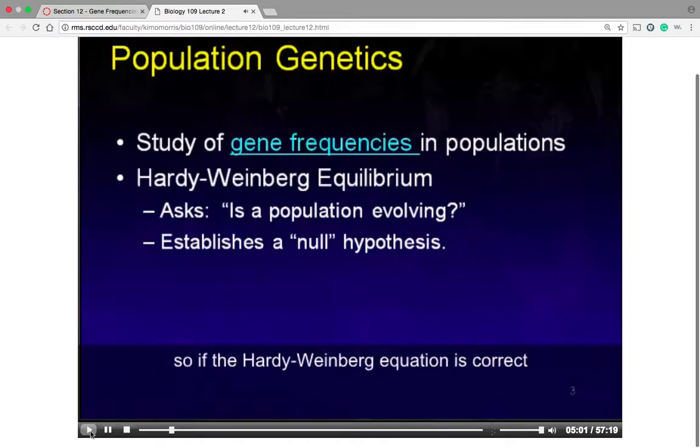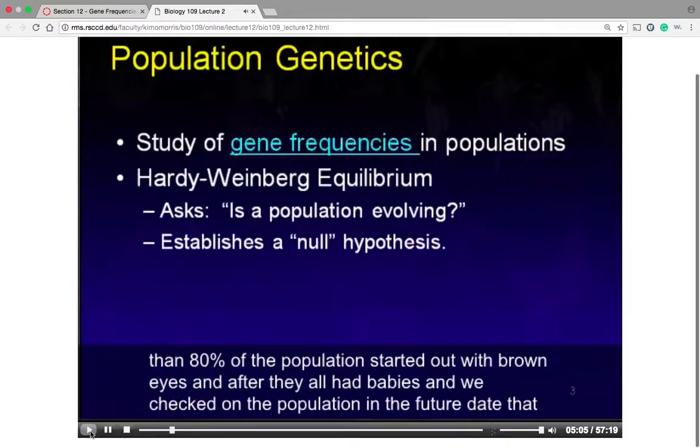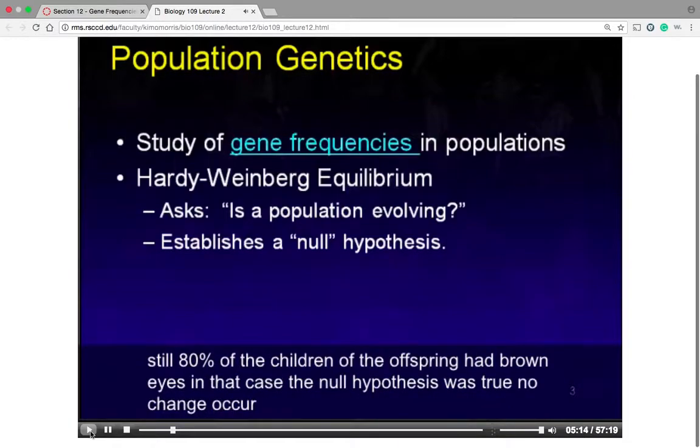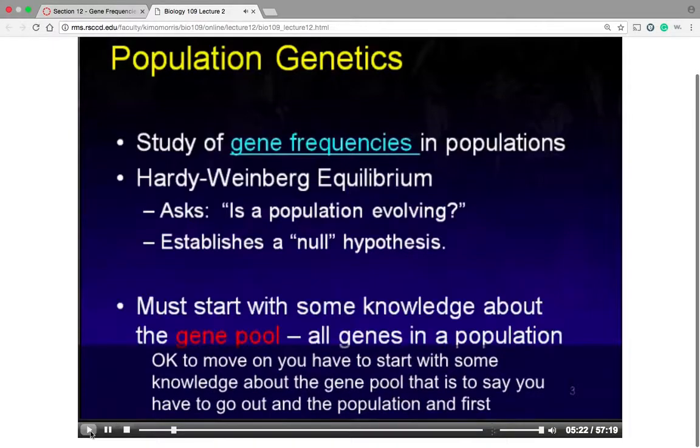So if the Hardy-Weinberg equation is correct, then 80% of the population started out with brown eyes, and after they all had babies and we checked on that population in the future, still 80% of the children, of the offspring, had brown eyes. In that case, the null hypothesis was true. No change occurred. Okay, let's move on.